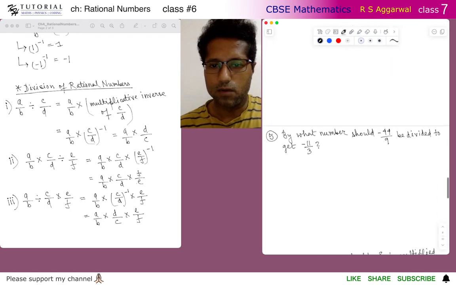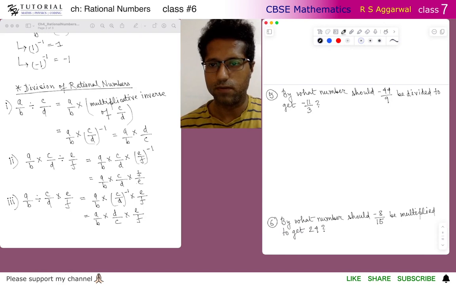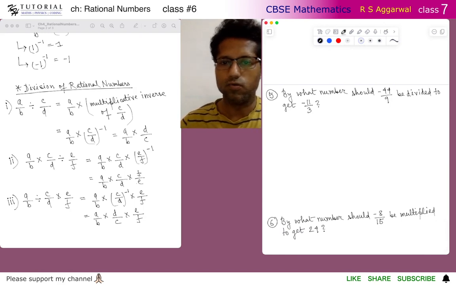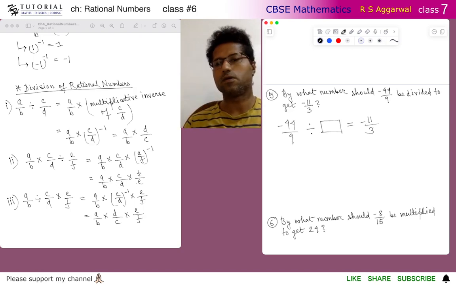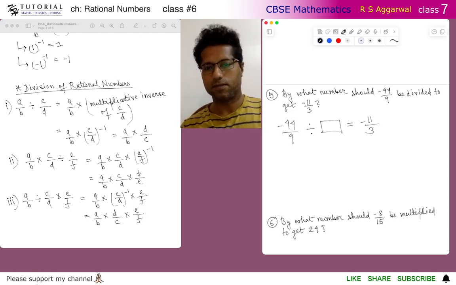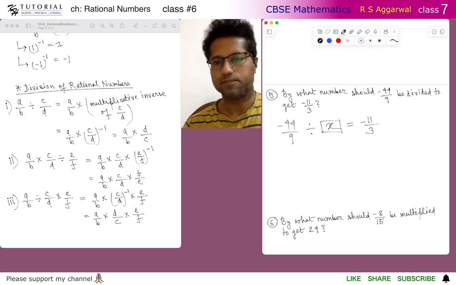Okay, now question number 5. By what number should minus 44 by 9 be divided to get minus 11 by 3? So it is asking by what number this should be divided. It's a blank, or you can consider it as a box, to give minus 11 by 3. So this is the problem statement. We have to fill in the number in the box. Let's consider that as x. So what will be x here?